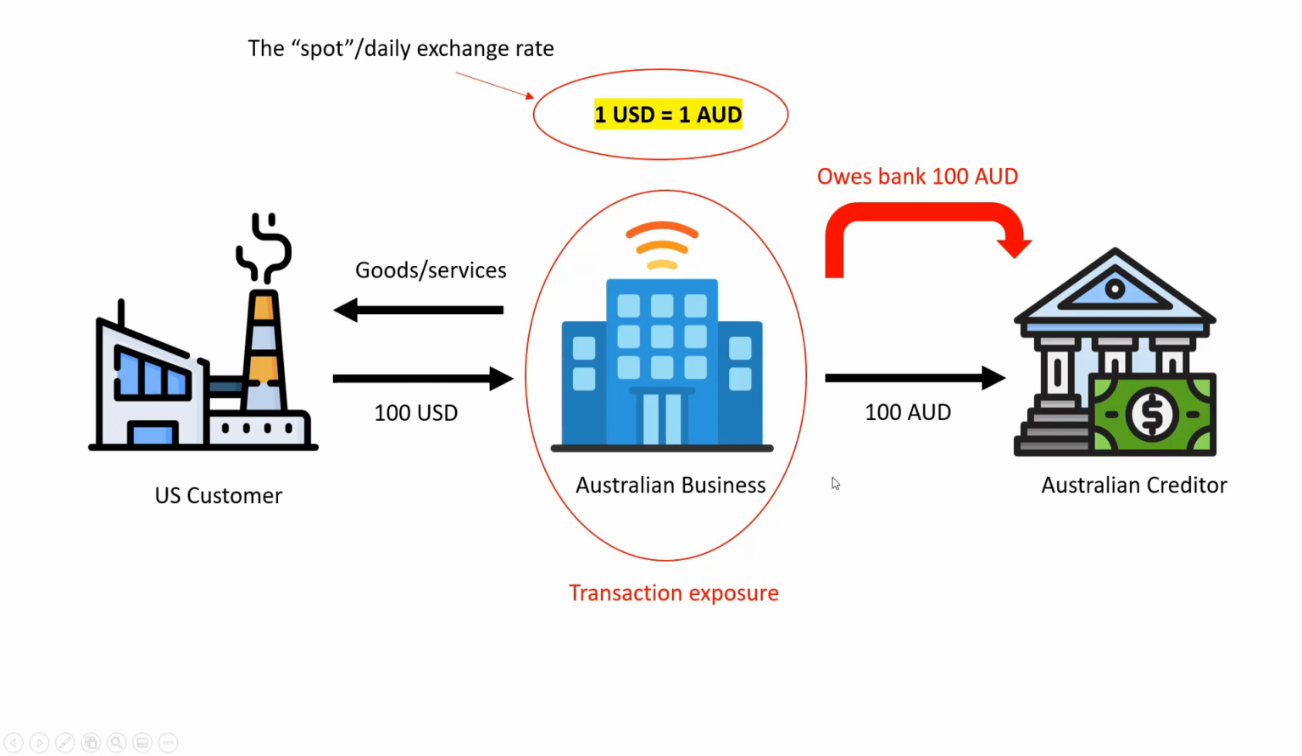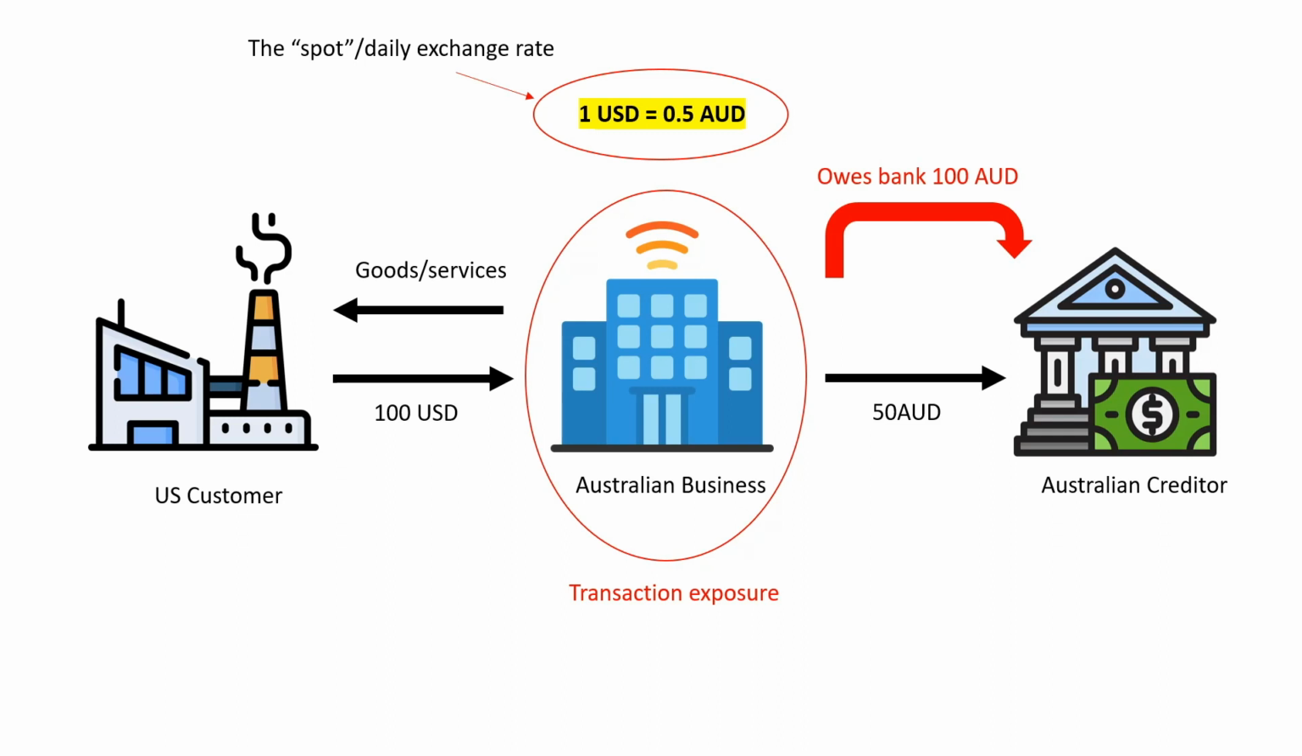Because what happens if, let's say now, the exchange rate has suddenly changed from 1 USD equals 1 AUD into 1 USD equals half an Australian dollar? Well, now, instead of being able to convert 100 United States dollars into 100 Australian dollars, you can only convert that into 50 Australian dollars.